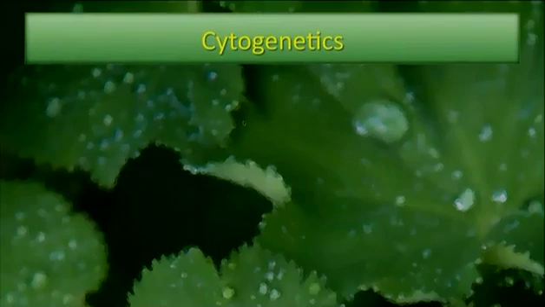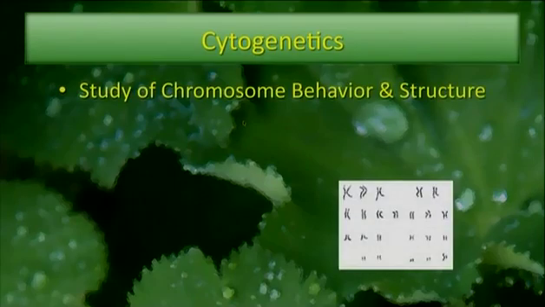Now, during the mid-1900s, corn cytogenetics dominated biology due to Barbara McClintock and other corn geneticists. So cytogenetics, what is it? It's the study of chromosome behavior and structure. This is a karyotype, showing the chromosomes of a human being. It looks like there's 46 chromosomes. Here's X and Y, so this is the karyotype of a human male.